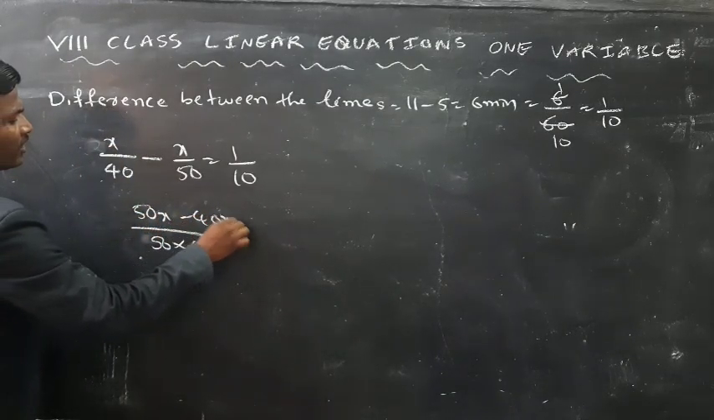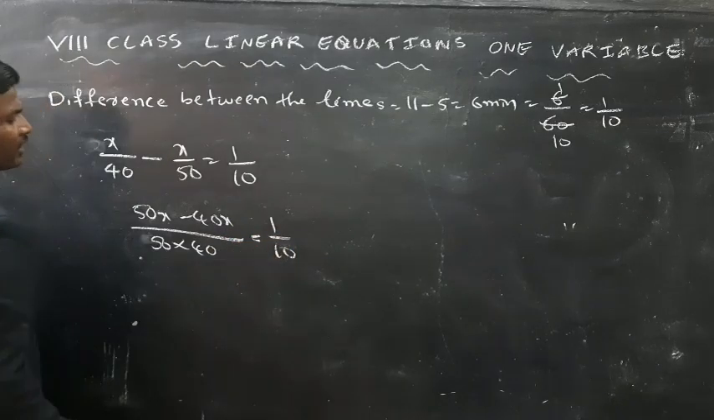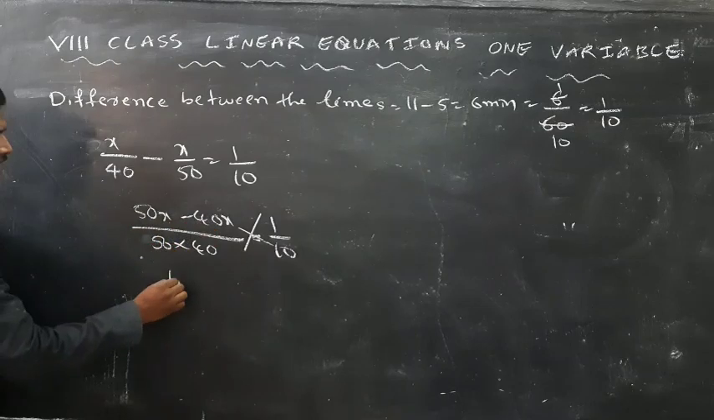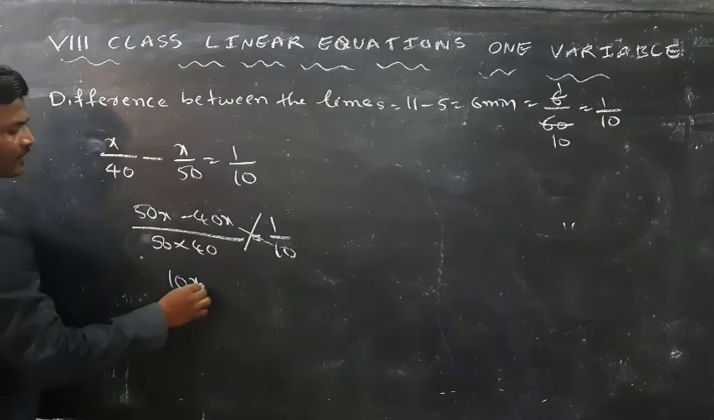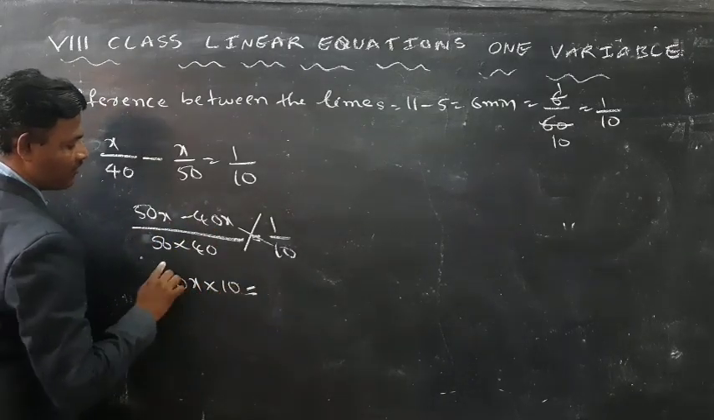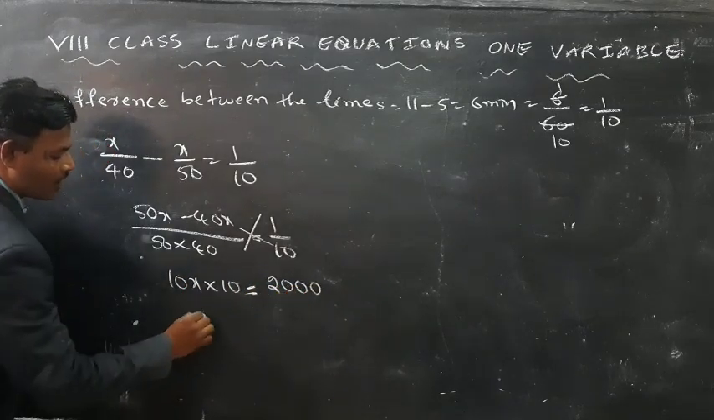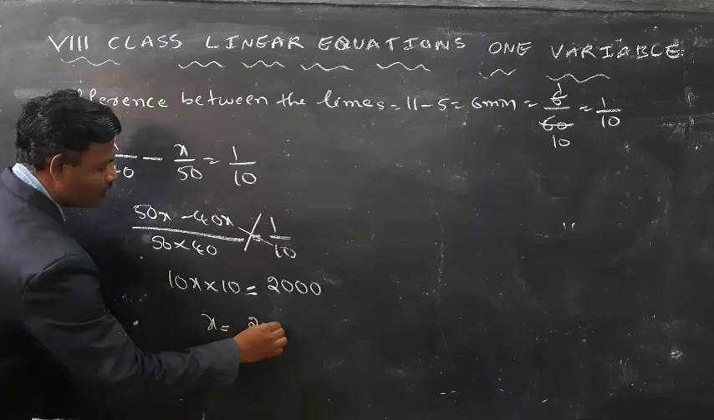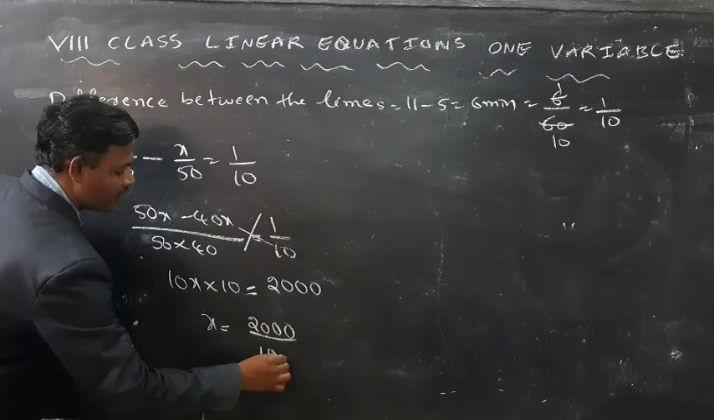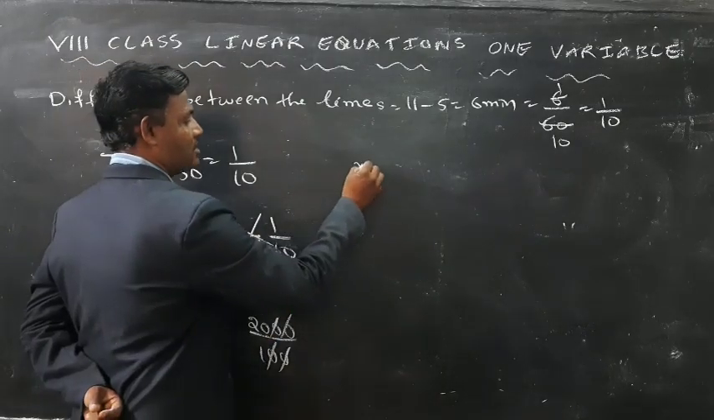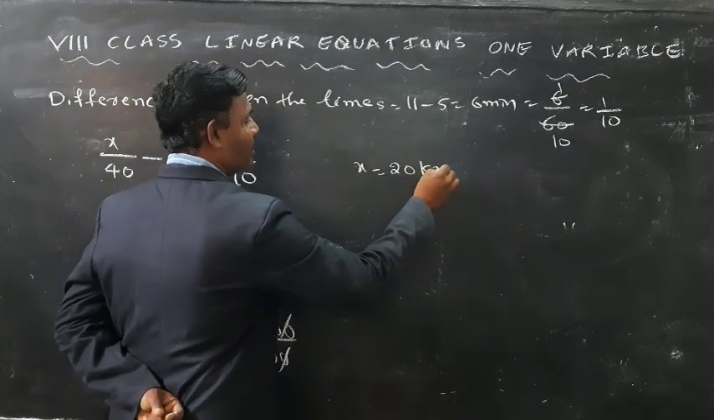50x minus 40x is equal to 1 by 10. Now I am doing cross multiplication. From that, 50x minus 40x is 10x, 10x into 10 is equal to 2000. Now x is equal to 2000 by 100. 2 zeros are cancelled. What is the value of x? x is equal to 20 kilometers.